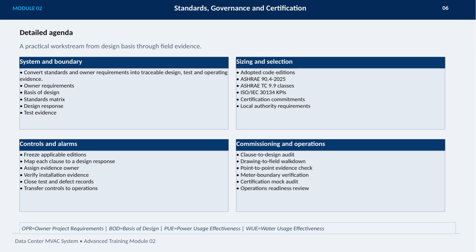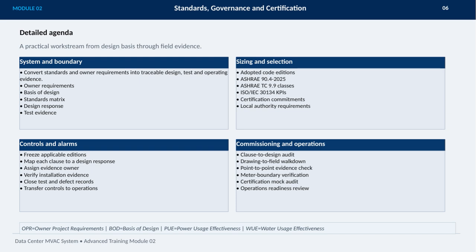Next, we'll cover sizing and selection, emphasizing the importance of adopting the right code editions such as ASHRAE 90.4-2025, ASHRAE TC 9.9 classes, ISO/IEC 30134 KPIs, certification commitments, and local authority requirements. Controls and alarms are critical, so we'll discuss freezing applicable editions, mapping each clause to a design response, assigning evidence ownership, verifying installation evidence, closing test and defect records, and transferring controls to operations.